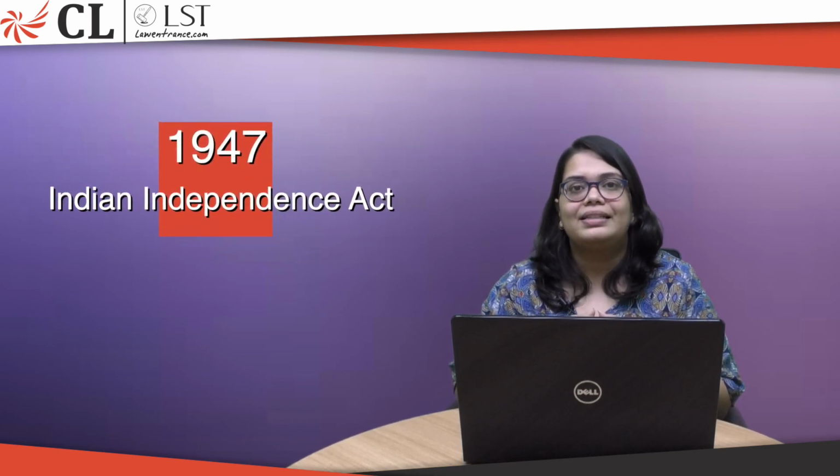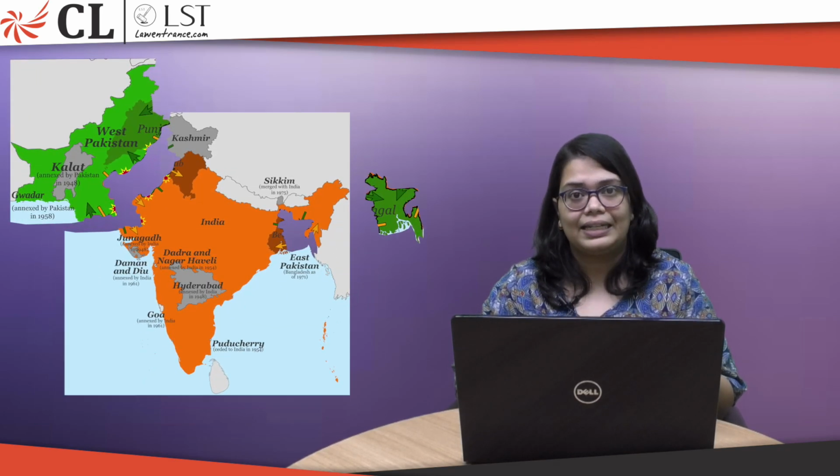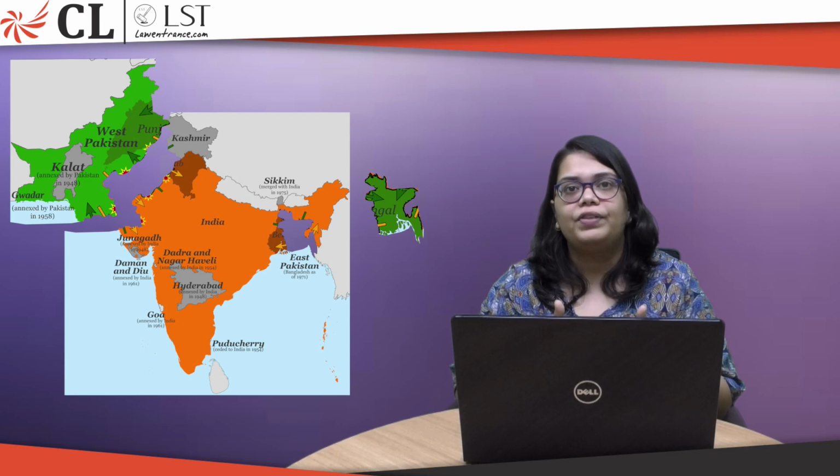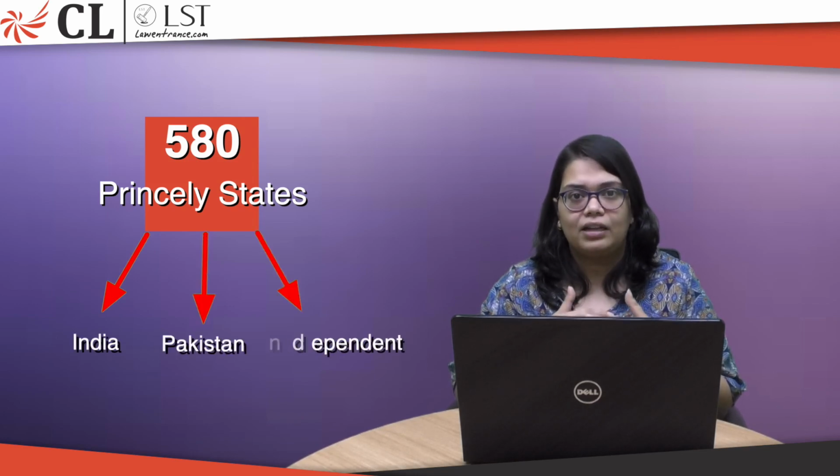There was an act known as the Indian Independence Act, which basically divided British India into two parts, India and Pakistan. At that point of time, there were around 580 princely states who were given the option to either join the Dominion of India or join the Dominion of Pakistan or remain an independent country.